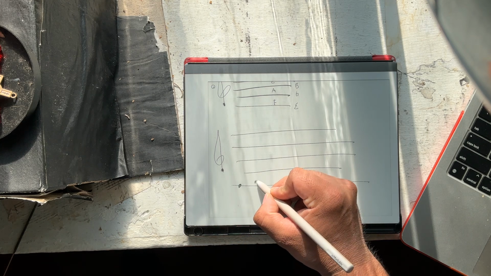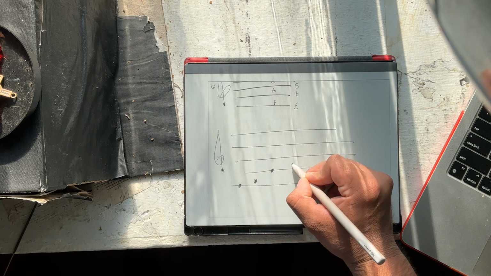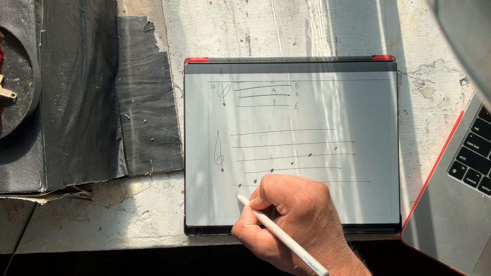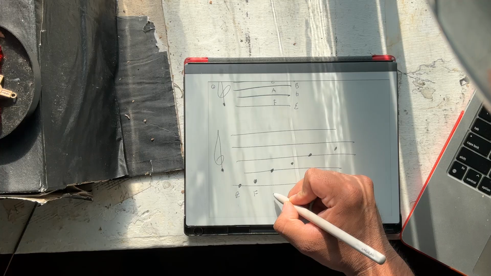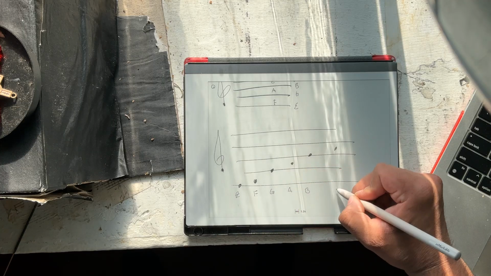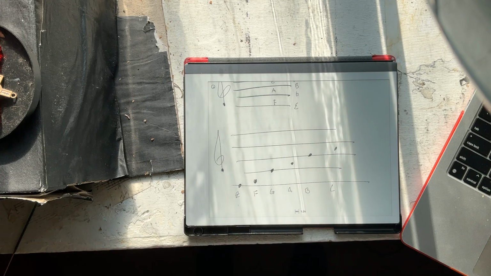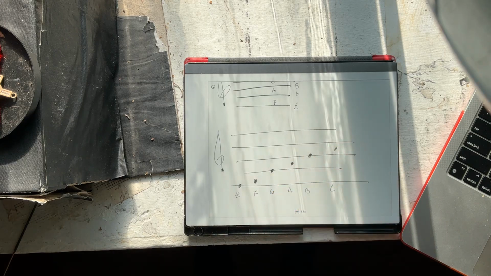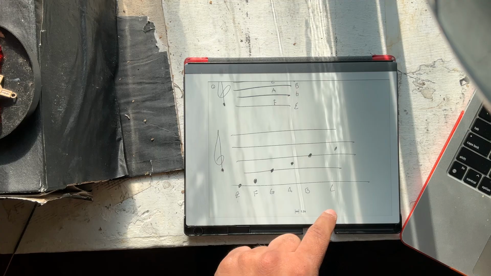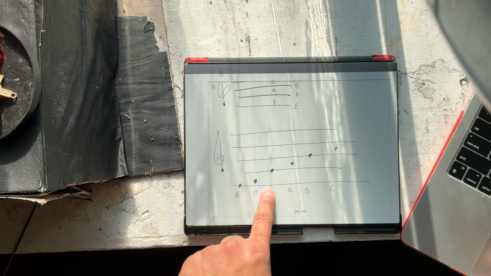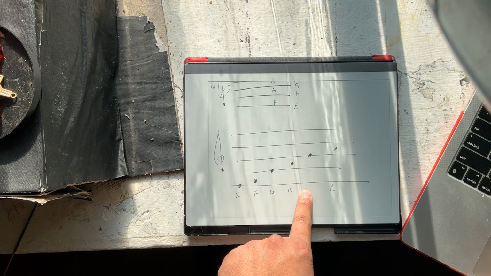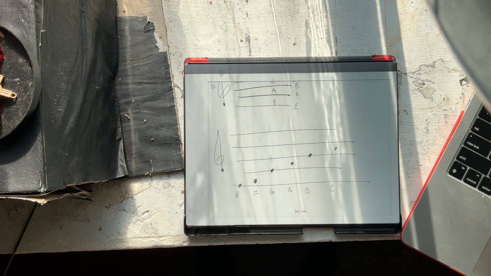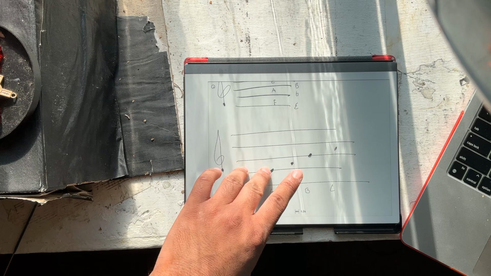So you have E, F, G, A, B, C, and I'll go up to there. E, F, G, A, B, C. All right, so this is what it normally looks like when we write notes. And as you notice, it goes higher as you go to the right. Perfect. Now, how do I remember this stuff?